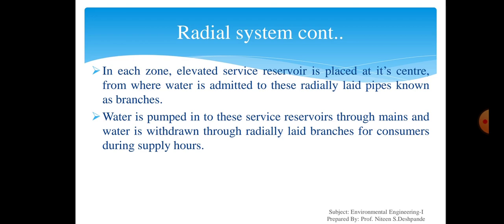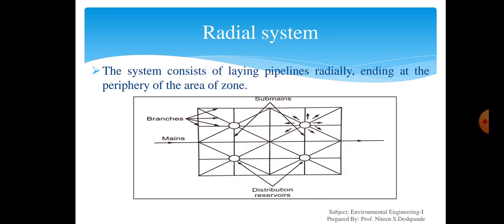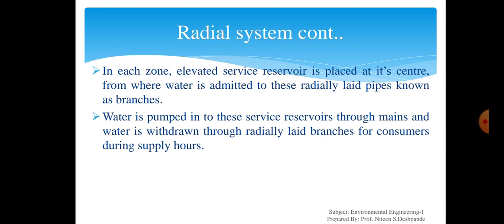From there water is admitted to these radially laid pipes known as the branches. The water is pumped into these service reservoirs through the mains and water is withdrawn through the radially laid branches for the consumers during the supply. So the only thing is these pipelines are laid radially and a service reservoir is placed at the center of each zone. This is what the radial system is.